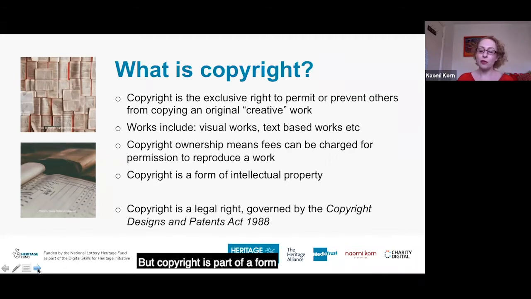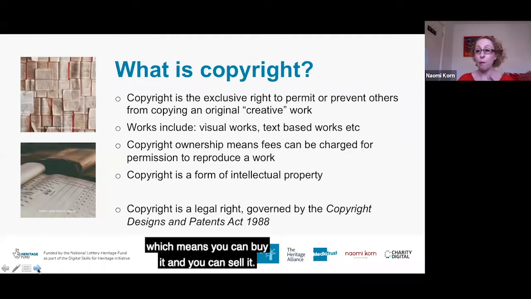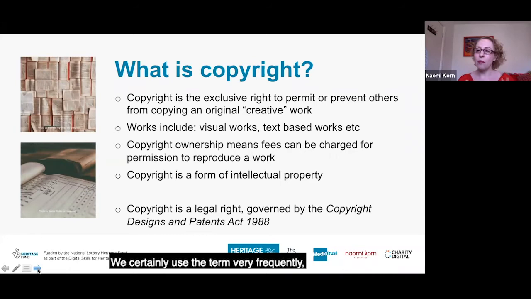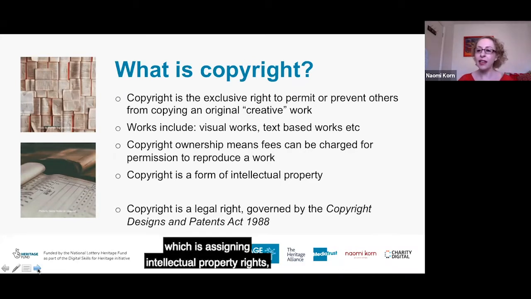But copyright is part of a form of intellectual property rights, which means you can buy it and you can sell it. We certainly use the term very frequently, assigning intellectual property rights, which means that you give your rights or you transfer your rights to someone else. If you don't want to do that, an alternative to dealing with intellectual property rights is giving a license. And these will be the two terms that I will be using and returning to as we come through the webinar today. And within the guide, I explain those in a lot more detail.